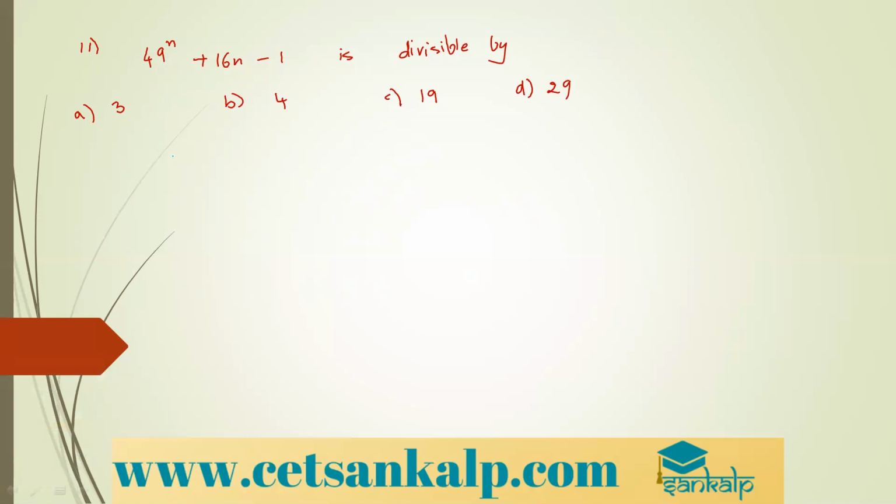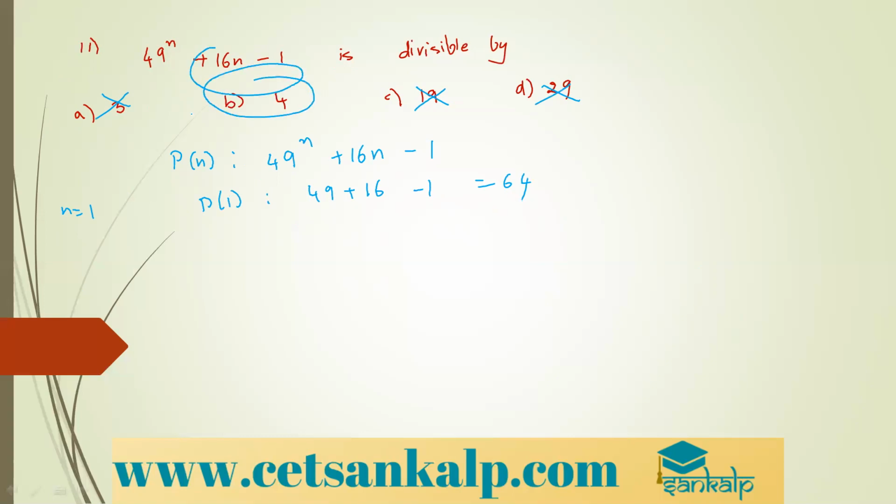So in order to prove this, I will take the statement Pn as 49 power n plus 16n minus 1. If I put n equal to 1, P of 1 will be 49 plus 16 minus 1, 65 minus 1 is 64. So 64 is not divisible by 3. It's not divisible by 19 and 29. So it has to be divisible by 4.